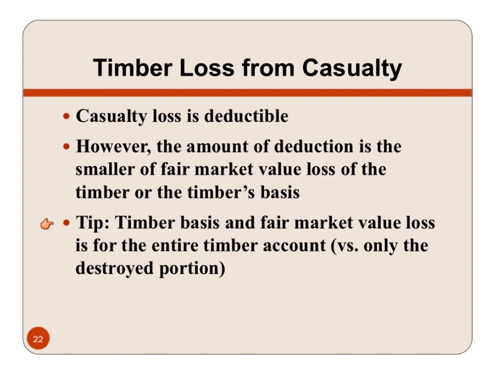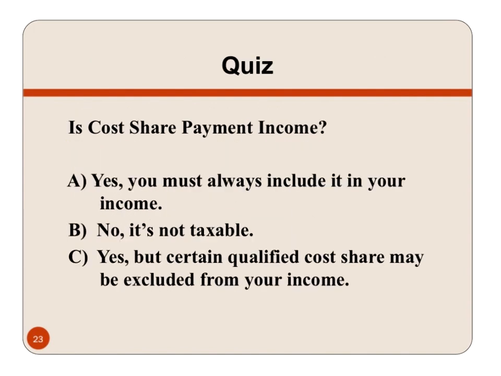And so that's actually good for you because your basis is higher for the entire tract, if you keep track of all your tax transactions for the entire timber property. If you have two separate tracts but you keep them together for tax purposes, you can use that as one timber account. You can use the basis for the two tracts, even though there are two tracts, but for tax purposes you treat them as one timber. That's okay. So here's another quiz.